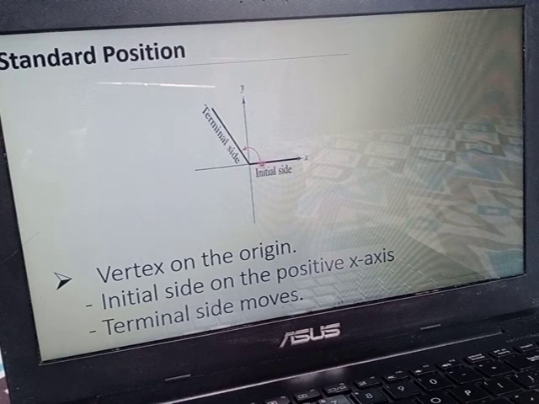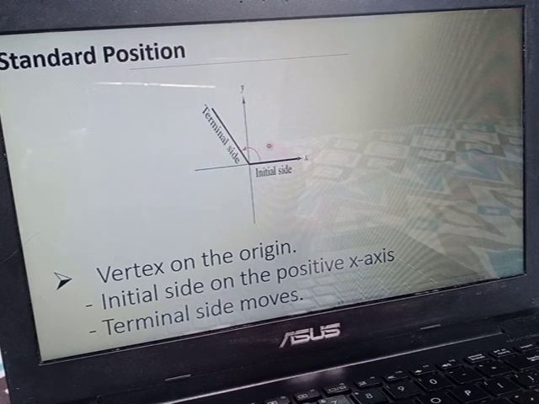So this is our origin, 0. First is the vertex on the origin. This classifies that as our standard position. The second one is the initial side on the positive x-axis. So if this is our Cartesian plane, this part is the positive axis.